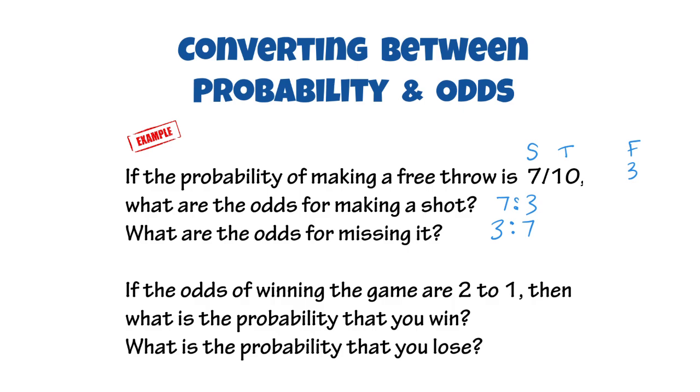Okay, let's go the other way. What if they give you odds and you want to go to probability? So the odds of winning the game are 2 to 1. Odds are successes to failures, which means our total would have to be a 3.